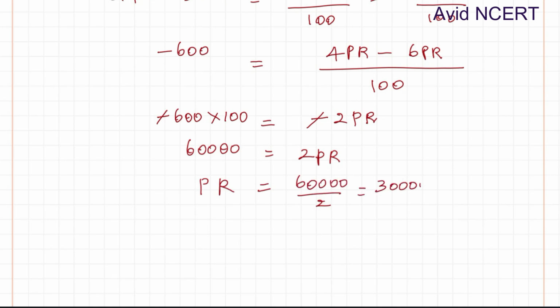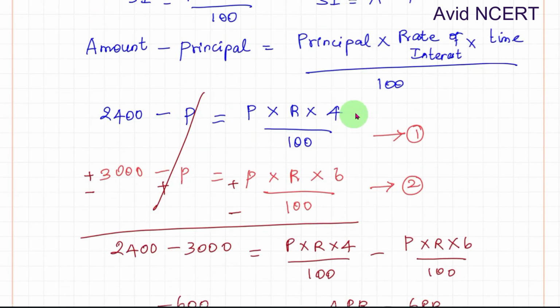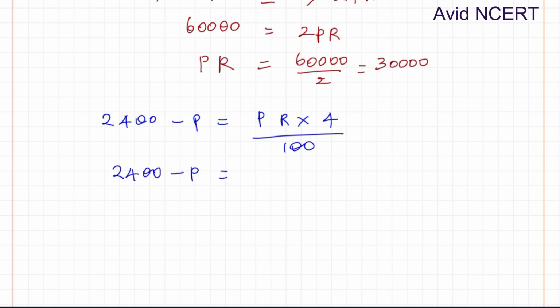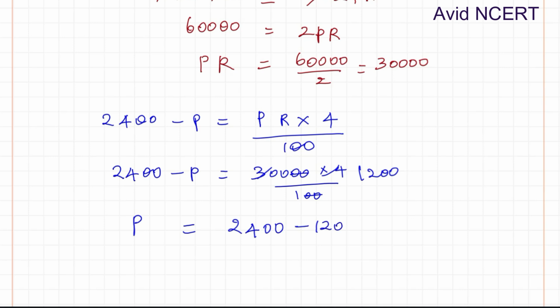Substituting this 30,000 in one of the equations, whichever is easy for you. I'll go with the first equation: 2,400 minus P equals PR times 4 divided by 100. Substituting the PR value, 2,400 minus P equals 30,000 times 4 divided by 100. The zeros cancel, and 300 times 4 is 1,200. Taking it to the other side, P equals 2,400 minus 1,200. Therefore the value of P we got is 1,200.